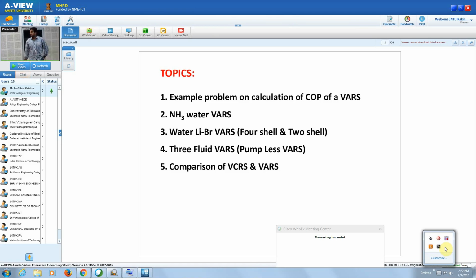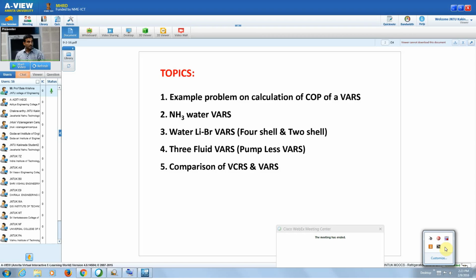We go for the NH3 water vapor absorption system, where NH3 stands for ammonia, the ammonia water refrigeration system. And third, the next topic will be water lithium bromide vapor absorption. There are two types, a 4-shell type and 2-shell type. This will be covered, and after that the other one is the GAX fluid vapor absorption refrigeration system.